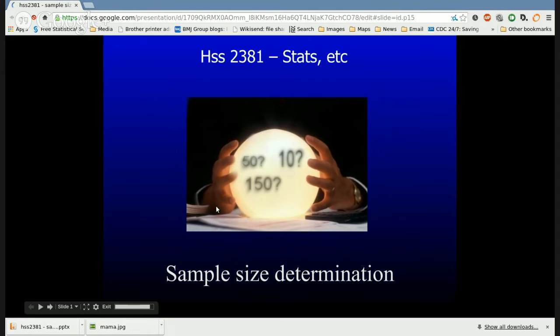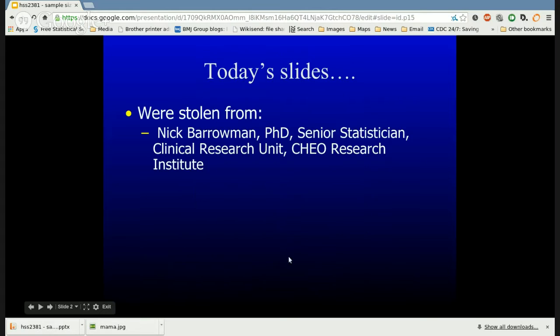Here we go. All right, sample size determination. That is today's topic. Ready to go? Okay, so the slides today were actually taken from a friend of mine, Dr. Nick Barrowman. He's a senior statistician over at CHEO, the Children's Hospital here in Ottawa, and a good friend of mine. He gave a guest lecture in this class many years ago using these slides and teaching this topic. So I decided to save him the trip downtown this year, and we'll just be using his slides, but not using his body and his voice. So Nick, thank you very much for your exquisite slides.